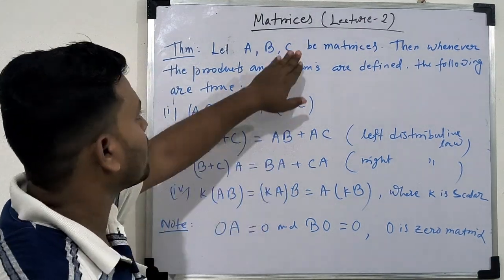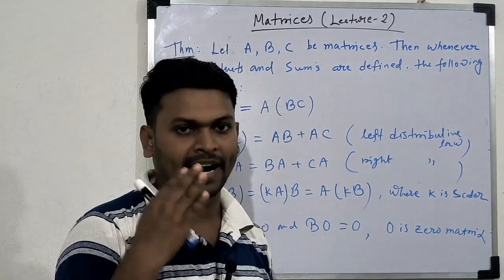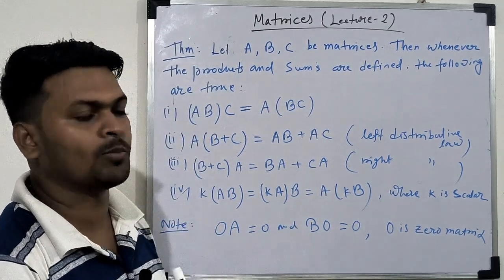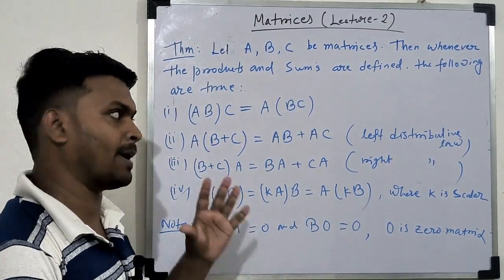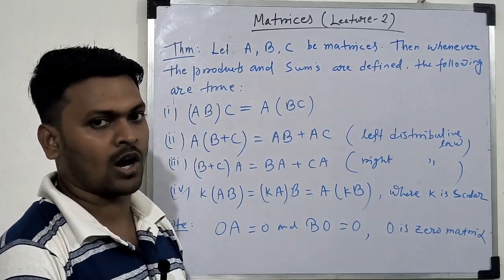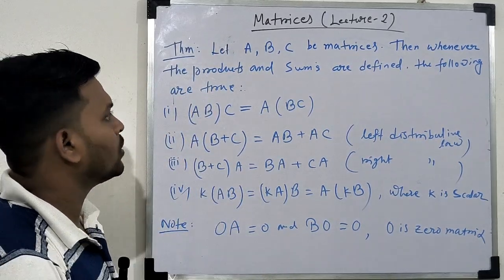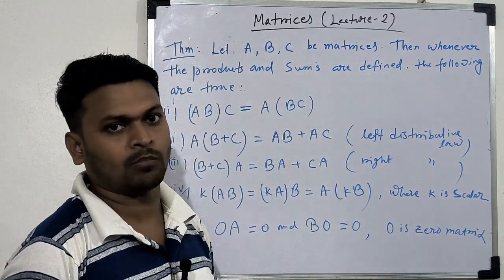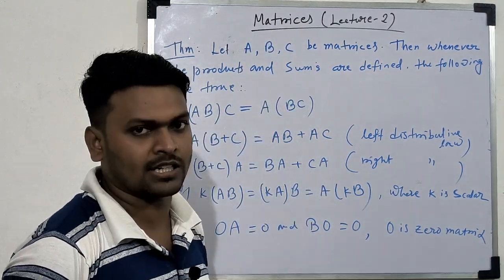In the last lecture on matrices, we discussed matrix addition between two matrices, multiplication between two matrices, and scalar multiplication of a matrix, that is, one scalar and one matrix, and how we multiply them. So today I will discuss matrices, some properties, and some special types of matrices.